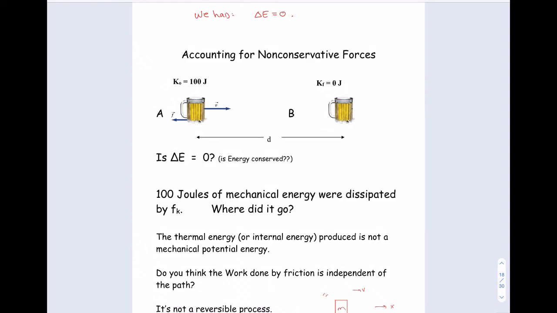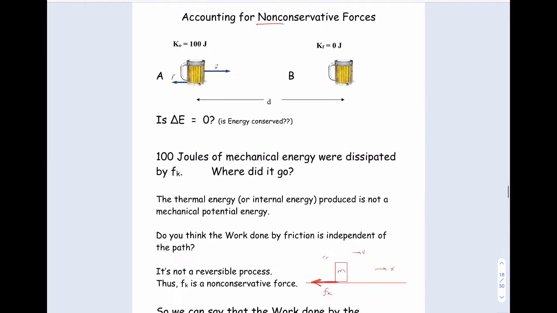Okay, we did some problems where energy was conserved. Now we want to look at how we account for energy considerations, in terms of a bookkeeping tool, when we have non-conservative forces such as a friction force. So here I have something sliding.